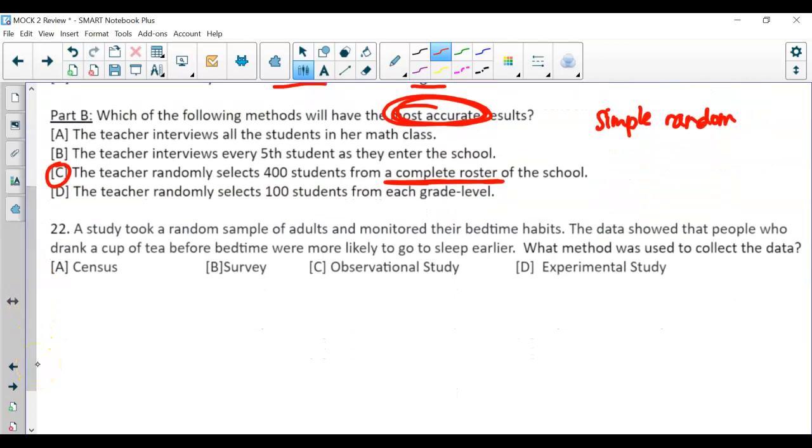Then 22. A study took a random sample of adults and monitored their bedtimes. The data showed that people who drank coffee before bedtime were more likely to go to sleep. So that's the results. But what was the method to collect the data? Well, they took a random sample and just monitored them. All they did was monitor. They didn't ask. They didn't divide them into groups. They didn't ask every single person. So this is an observational study.